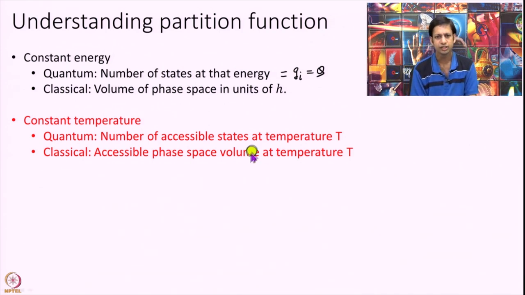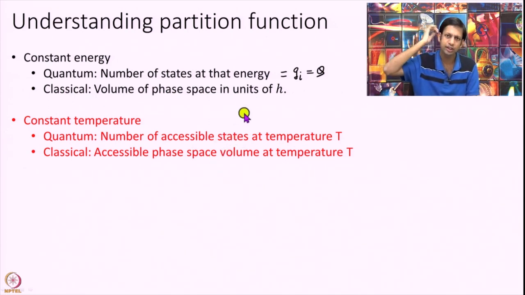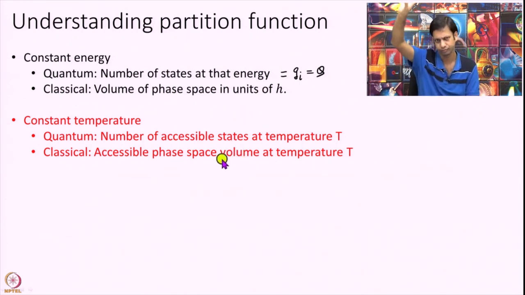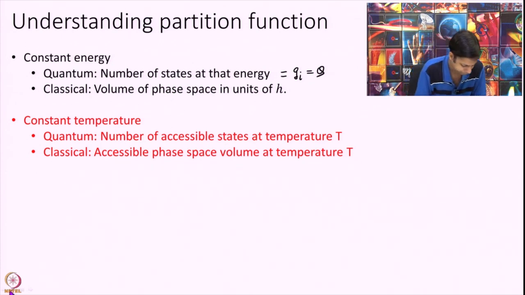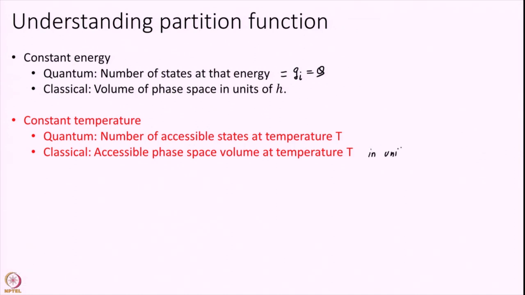The quantum partition function is essentially the number of states that are accessible. You are at a given temperature, which means you have a distribution of states. So the quantum partition function is essentially telling you that at this temperature, these are the number of states that have some occupancy. This is a very broad and rough definition. The exact definition is a summation. So this is just an intuitive definition of partition function. And classically that number of states becomes a volume in units of h, so the accessible phase space volume at that temperature in units of h. That is the fundamental meaning of partition function.